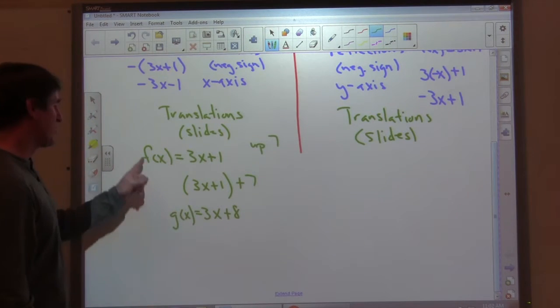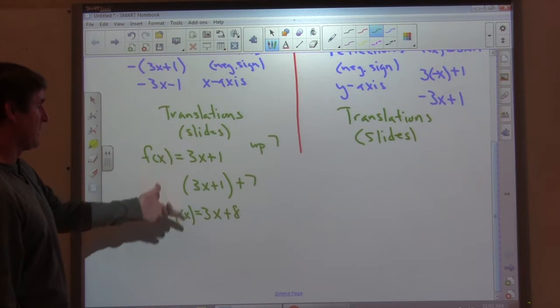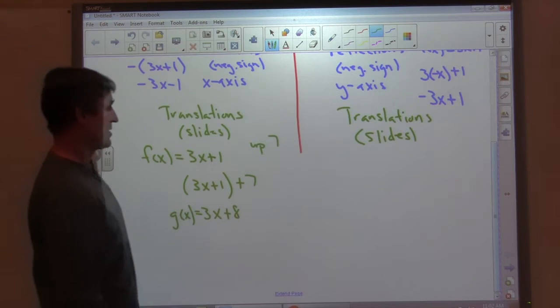Again, you can use any letters you want. You just need to change it because it's not the same function it was.